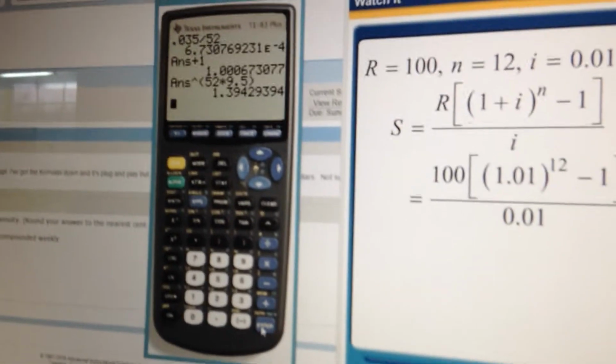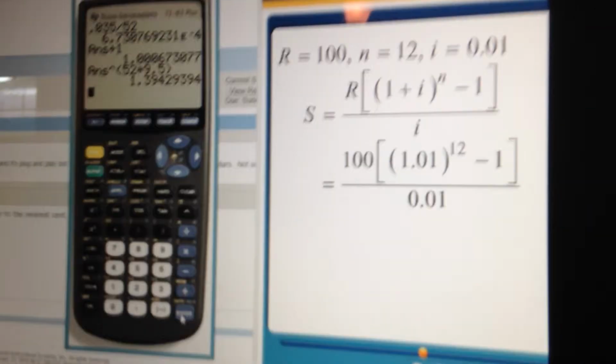Now I'm going to subtract 1 from that number. My formula says to subtract 1 from that number, so I'm going to do that.